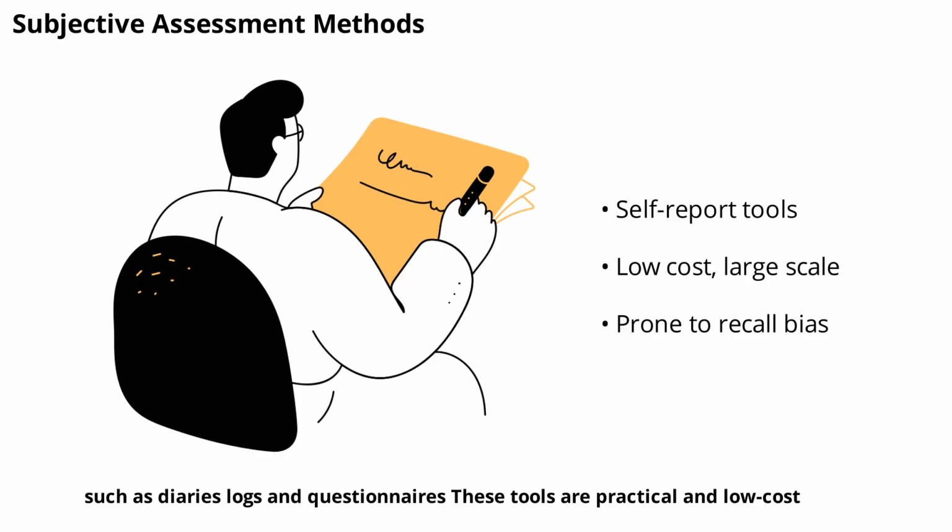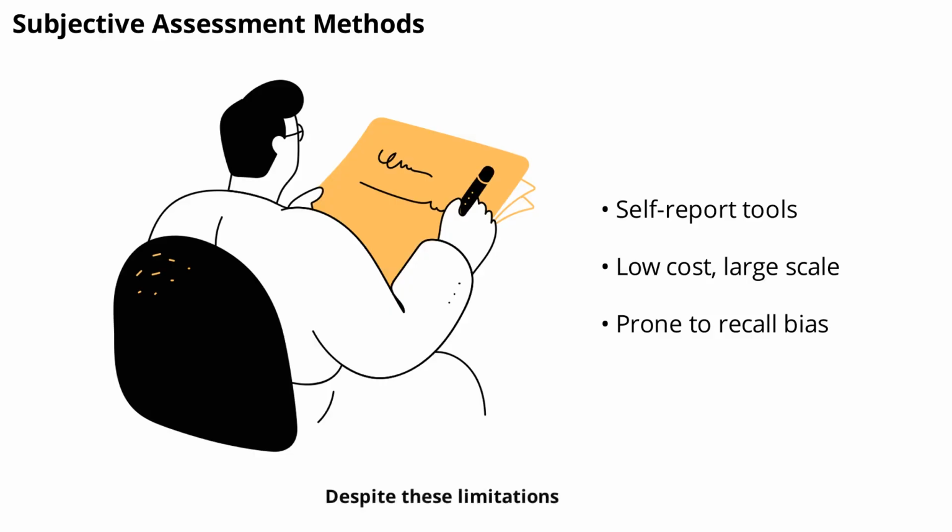These tools are practical and low cost, making them suitable for large-scale studies. However, they're prone to recall errors, social desirability bias, and difficulties in capturing all dimensions of physical activity. Despite these limitations, subjective methods can assess the context and domains of activity, which objective methods often miss. Let's examine the main types of subjective assessment tool.